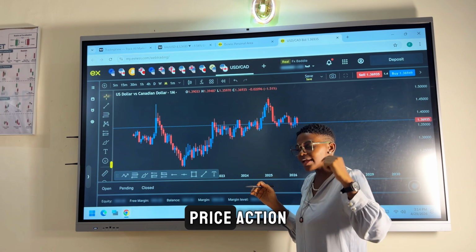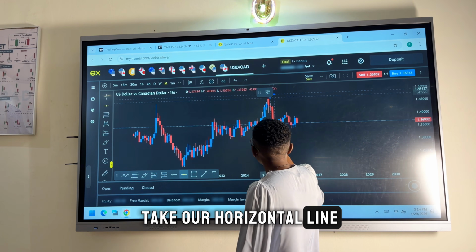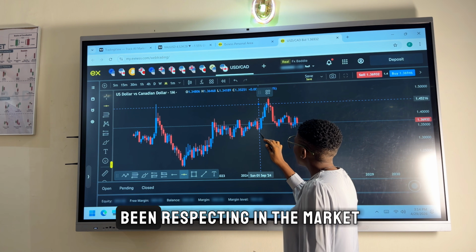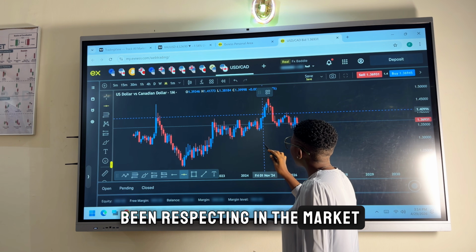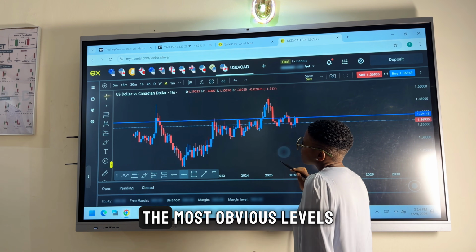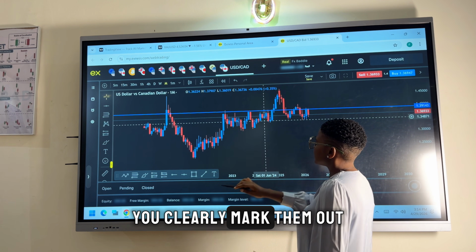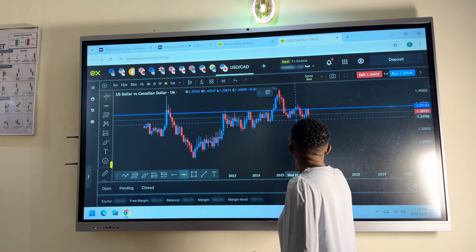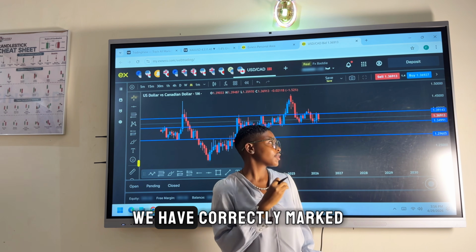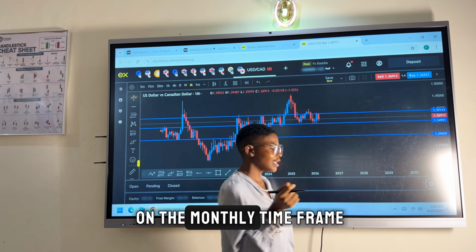Key levels, price action. So we take our horizontal line and we mark out key levels that price has been respecting in the market. So you look for the most obvious levels that you can see. The most obvious levels of price, you clearly mark them out. So we have correctly marked out our key levels on the monthly time frame.